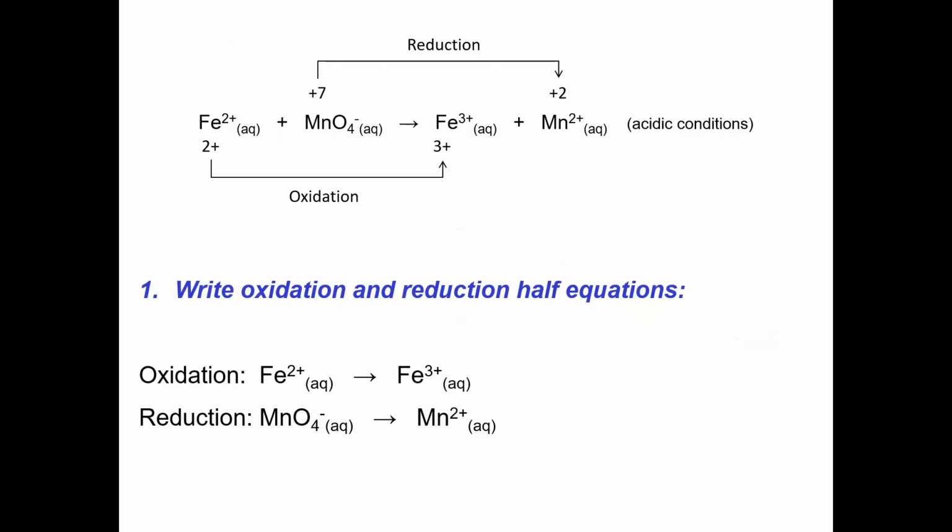So we're going to write our half equations, one for each reactant, and here they are. And that's no different from what we've been doing before. Now it comes time to balance for mass. And what's going to be different this time is we're going to take into account our acidic conditions.